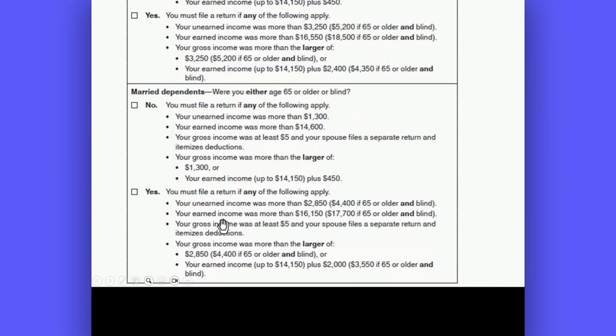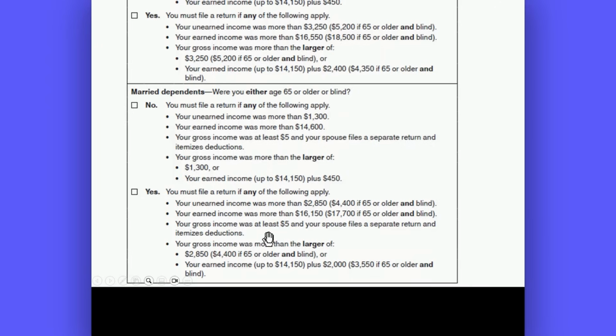So this would be a little bit more common than one who is under age 65, because this could be, for example, an adult child who is claiming both of their married parents as dependents. If you have that situation, then if the married dependent has unearned income of more than $2,850 or earned income of more than $16,150, and these numbers are different than up above here. So unearned income of more than $2,850, earned income of more than $16,150.